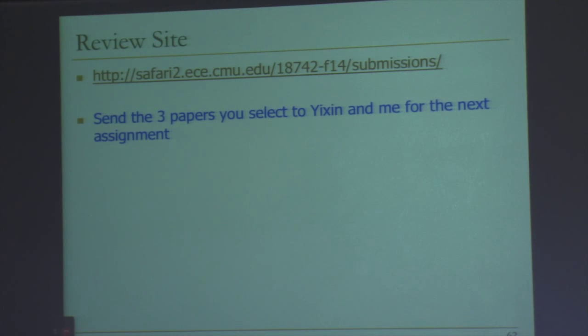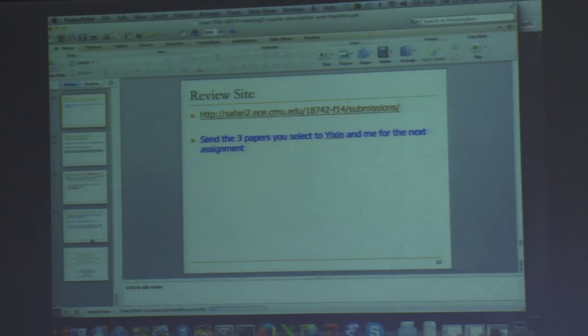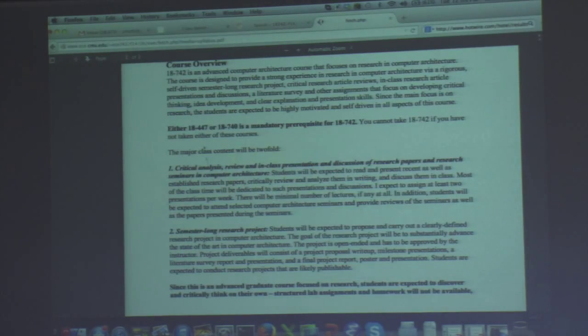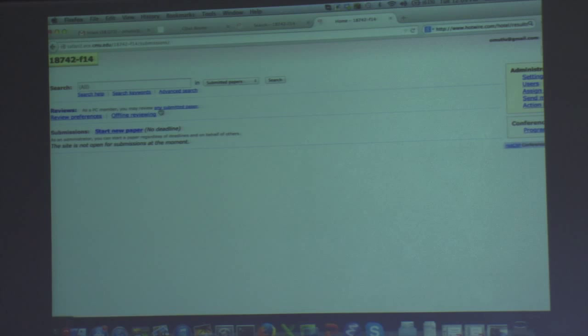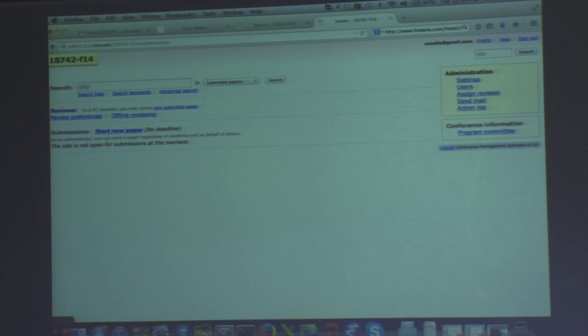Review sites: I guess this should be linked from our website. Oh, it's here actually, but let me see. Paper review site. If I click on this, okay. You will need to create an account. Let's see if Yixin is still there. Yixin.